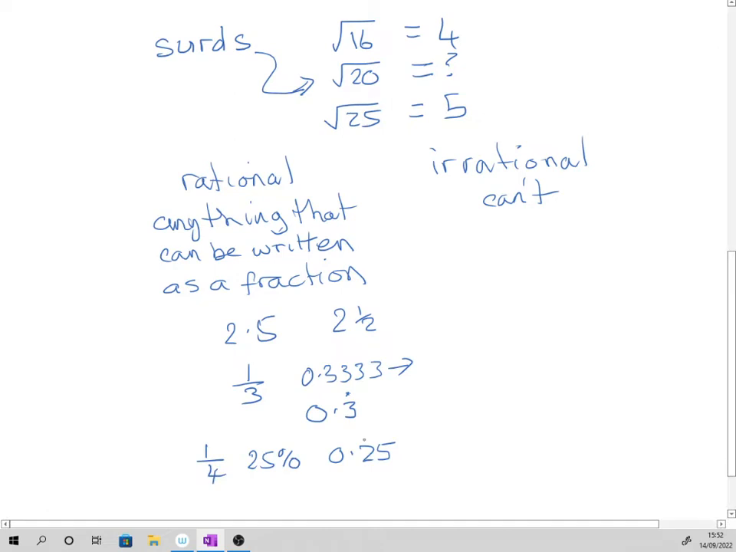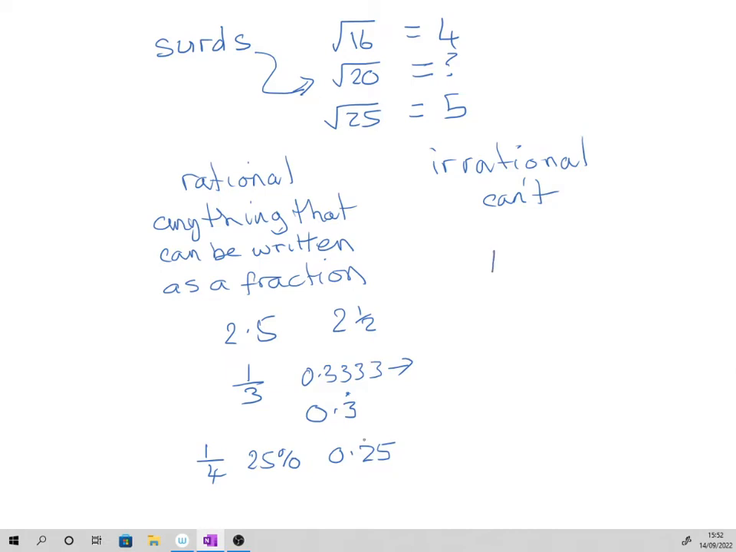Now the numbers that can't be written as a fraction, really the only one that we need to worry about is the Greek letter pi, and we use that when we're doing calculations with circles. Pi is 3.14159, blah blah blah, and that number goes on forever, and this cannot be written as a fraction. You can get very close to it, but it can't be, because it never repeats itself. So that's an irrational number.